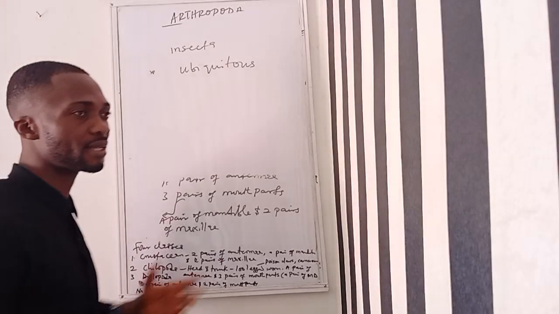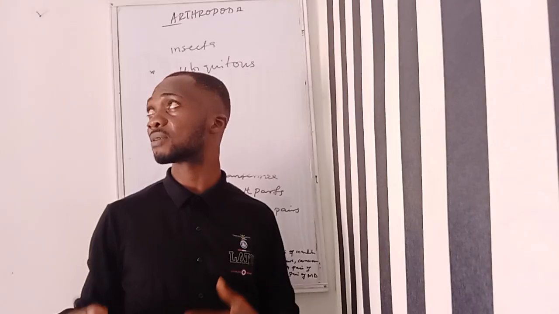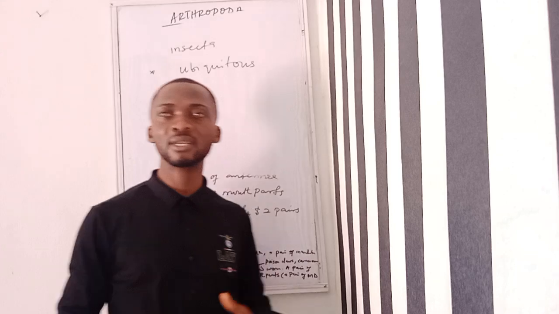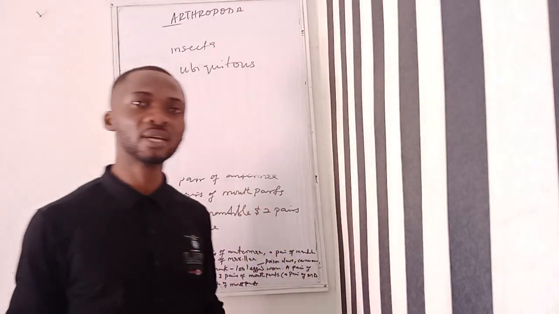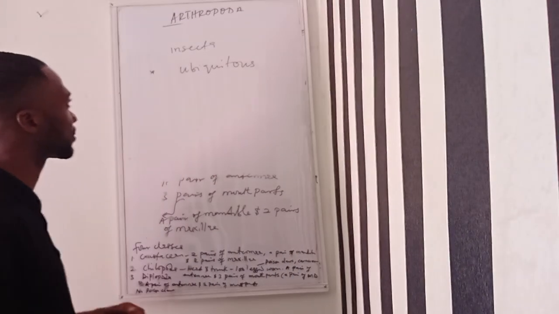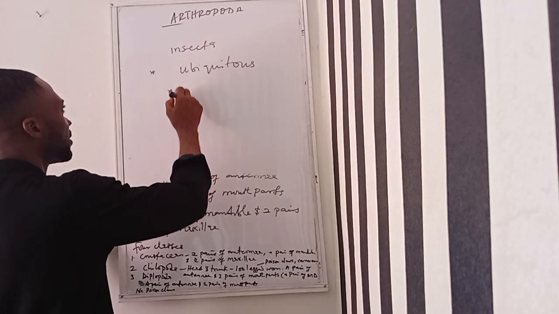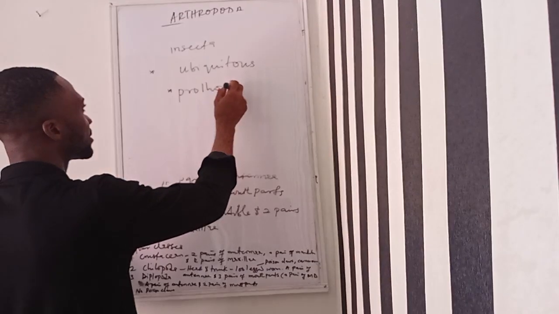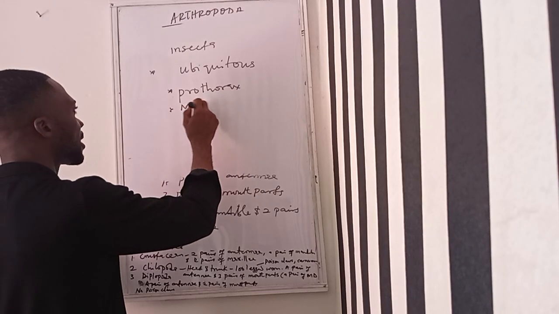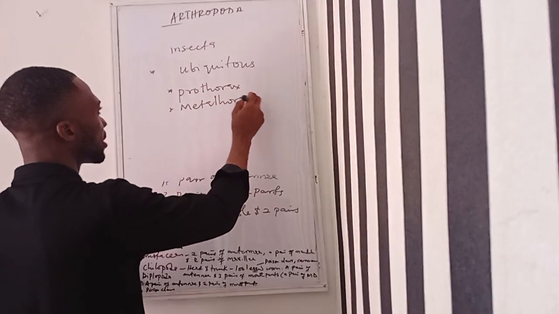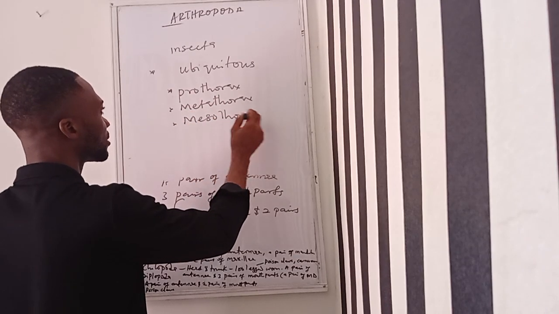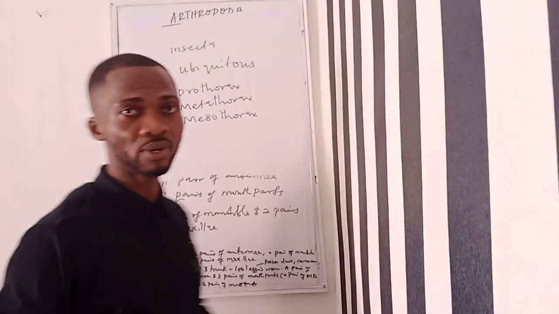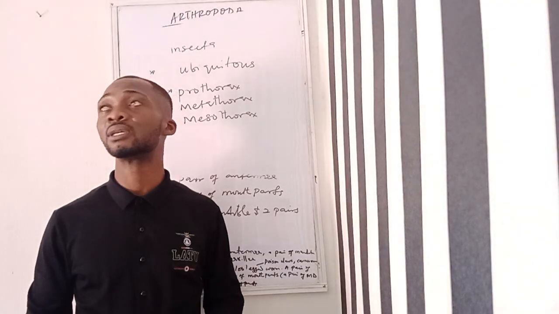Of course, what are the common insects? The cockroaches, the fly, and so on and so forth. There are so many examples of insects. Their body is divided into head, thorax, and abdomen. And the thorax is subdivided into the prothorax, the mesothorax, and the metathorax. So that is all we'll have to study in Arthropoda.